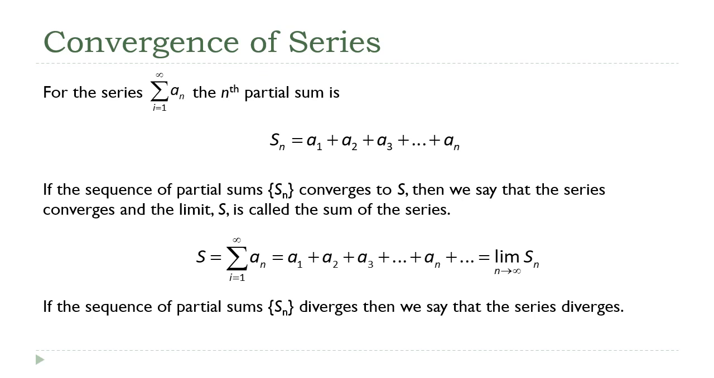So to define convergence of a series, we say that the series converges if its sequence of partial sums converges, and that the original sum is equal to the limit of that sequence. That's what we've got here on the second equation line. That's the original sum. We're going to say that that is equal to the limit of the sequence of partial sums.